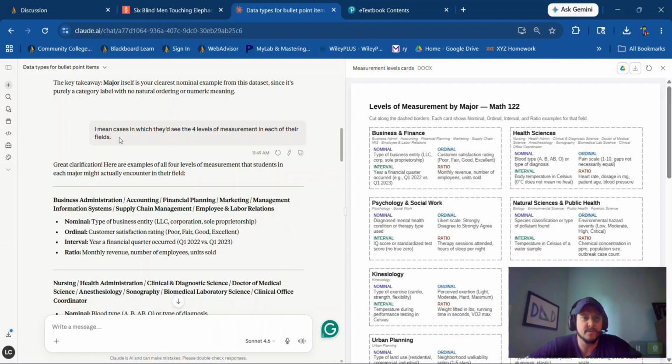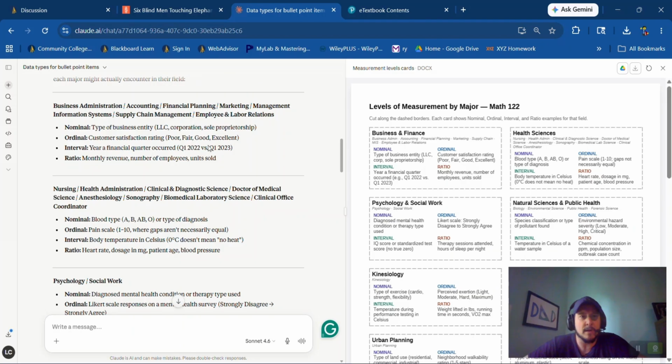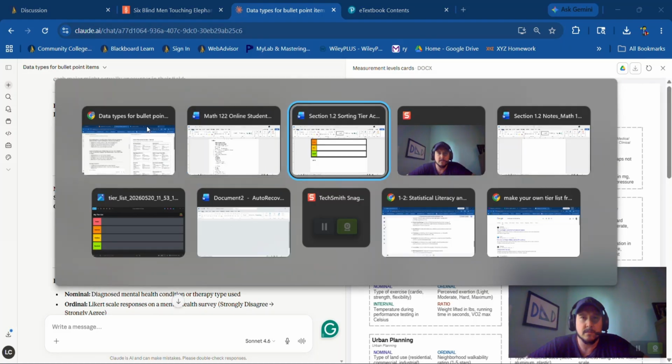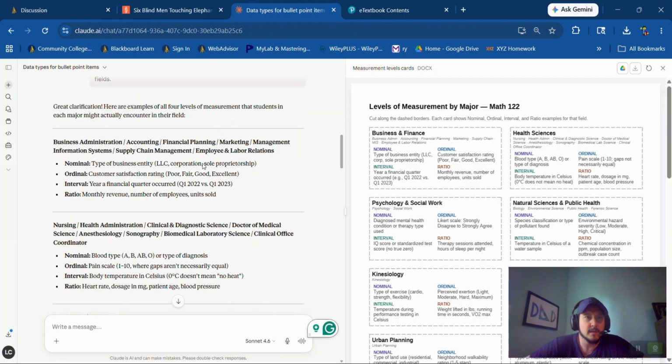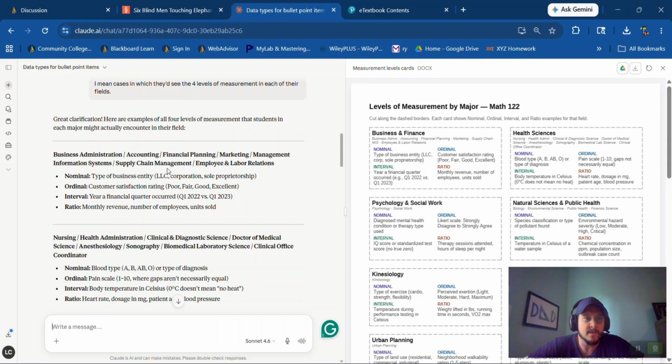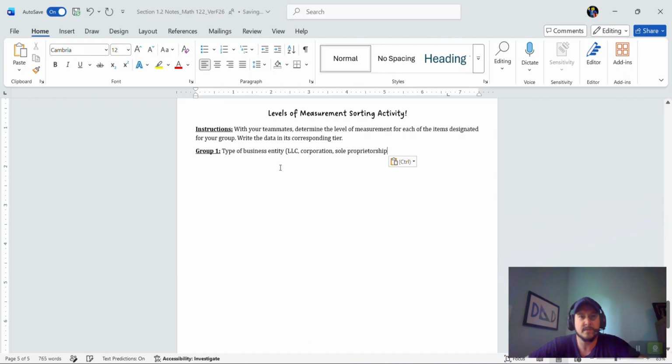So I reprompted it. I said I mean cases in which they'd see the 4 levels of measurement in each of their fields. So what I'm going to do is go back to this right here. And essentially just going to copy and paste some of these examples. So, maybe I'll take, copy that, paste it for this.